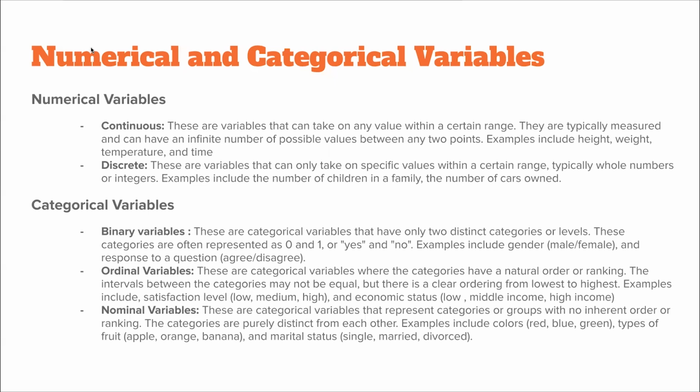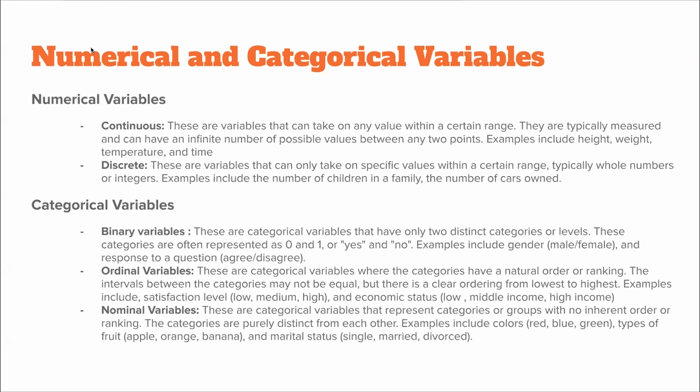Another type of categorical variable that we have is ordinal variables. These are categorical variables where the categories have a natural order or ranking. The intervals between the categories may not be equal, but there's a clear ordering from lowest to highest. Examples include satisfaction level, where somebody says low, medium, or high, or economic status, like low income, middle income, high income. It's also what happens when you rate a product. Let's say you give it a 5-star rating, and another person gives it a 2-star rating.